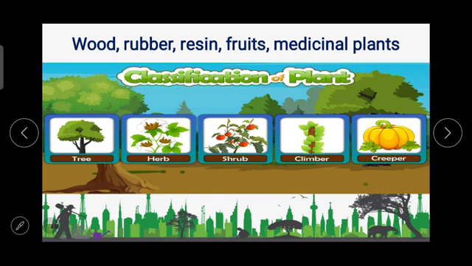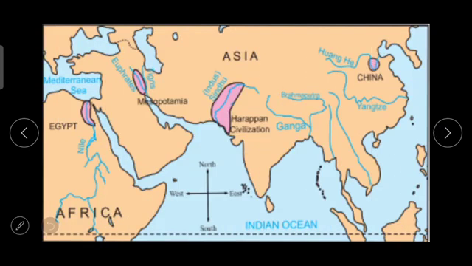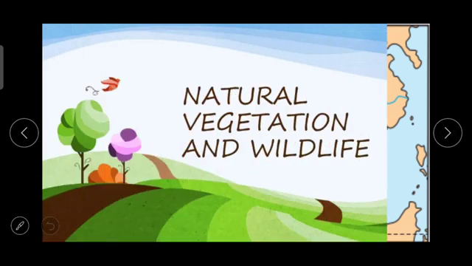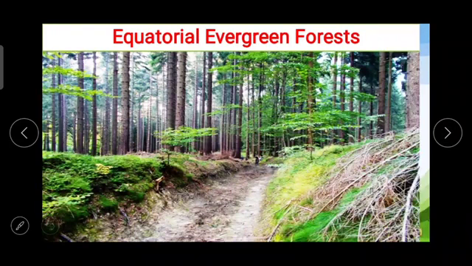Then the classification of plants, which includes tree, herbs, shrub, climber, creeper, and how human life settled on the banks of the river. That also we have studied in the first part of this topic. Then in the natural vegetation and wildlife, today we are starting with the types of forests.